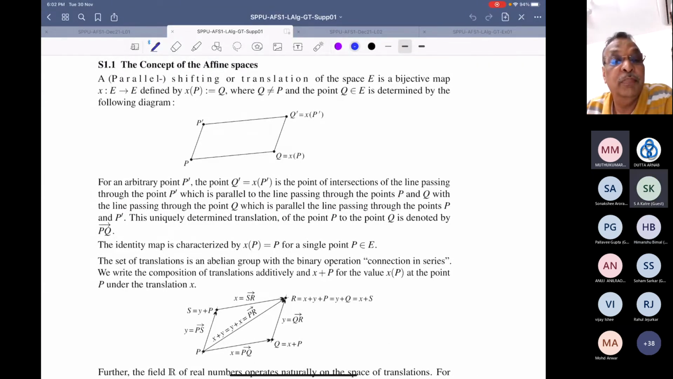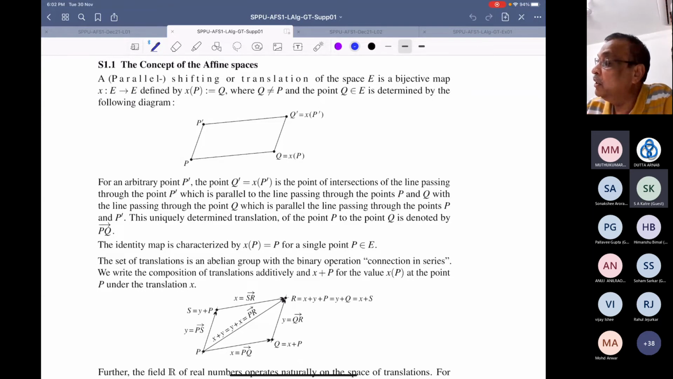Now this I called a supplement. Eventually, I want to also bring in geometry after some time, when we have more vocabulary in mathematics as well as more examples. Now, this is a simple example. I want to introduce the concept of affine spaces. And so in this, let us read it.